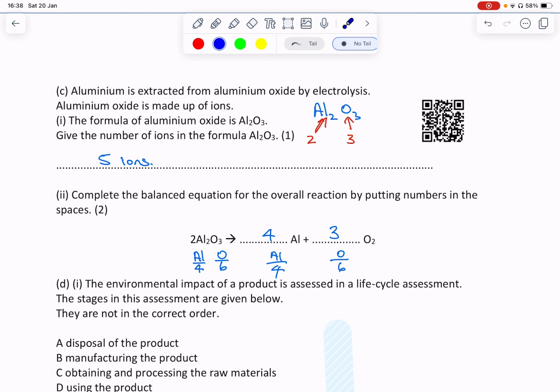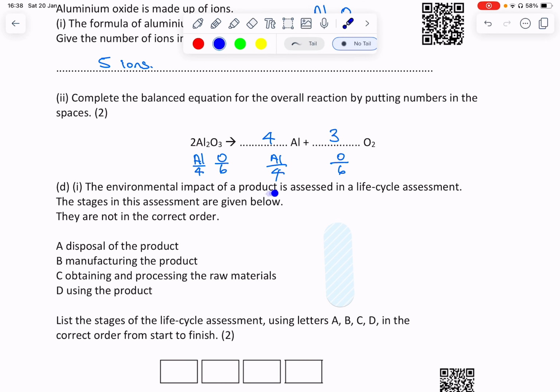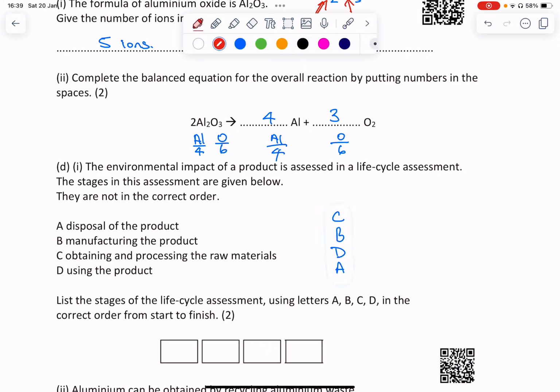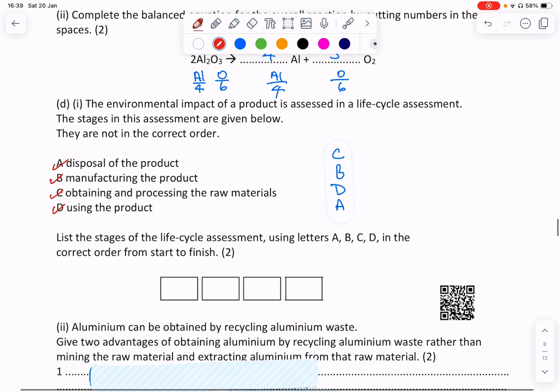Next one. Tells me that the environmental impact can be assessed in a life cycle assessment. The stages are given below. They're not in the correct order. So it wants us to put these in the right order from start to finish. Okay, so here's my answer. Let me talk you through it. The first thing you would always do is you would go and collect and obtain the chemicals, the raw materials that you need to do the job. Then you would actually make the product. Then you would use the product, and then you would get rid of the products and dispose of it, recycle it at the end of its use.